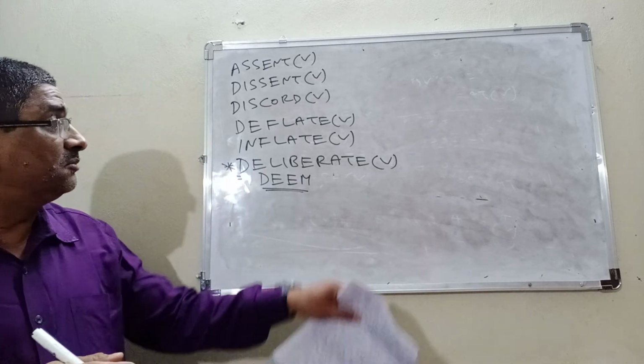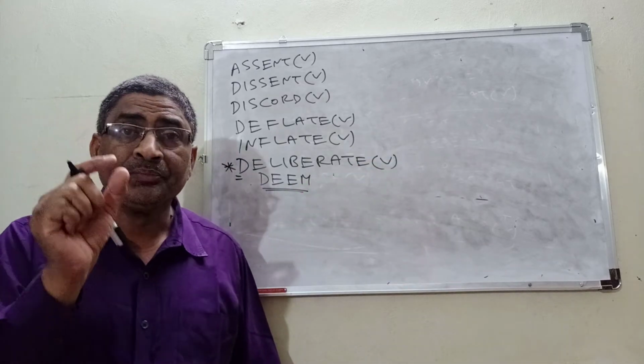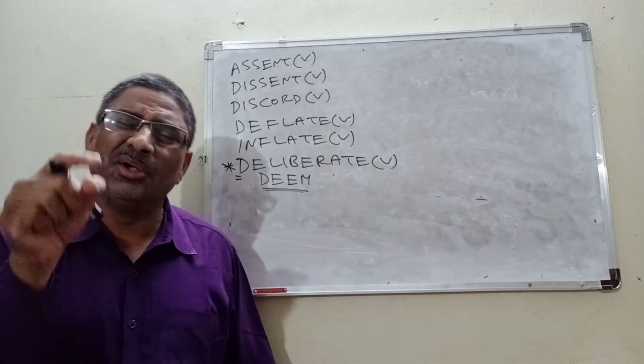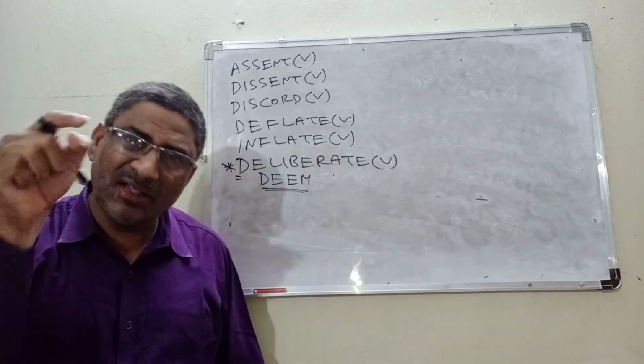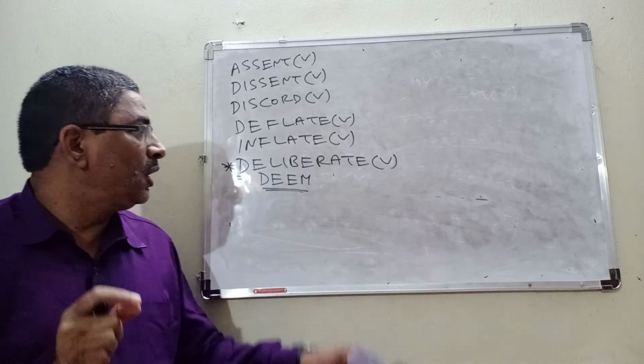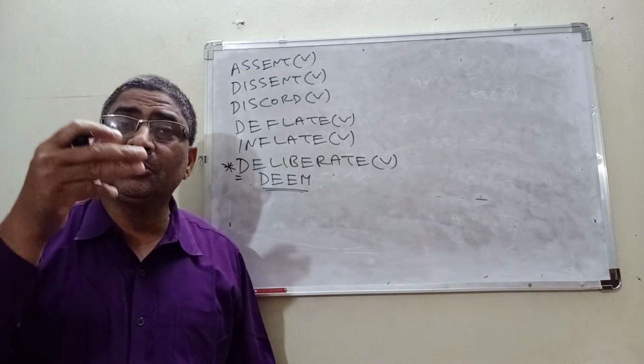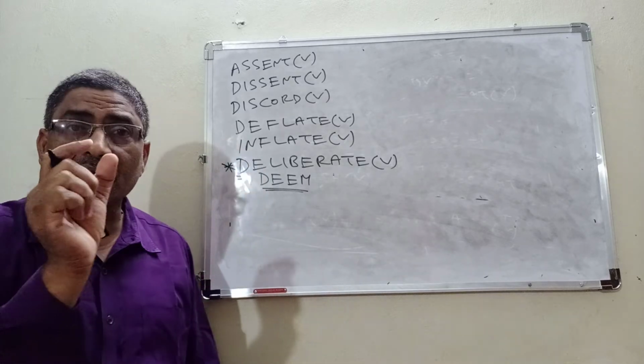So deliberate and deem. But here, the word deliberate can also function as an adjective. Deliberate meaning is intentional. You are deliberately doing the work. Deliberately insulting the people. Deliberate meaning is intentional, with a strong intention. But here, deliberate is taken as a verb. Deliberate meaning is to take into our consideration. We can use the synonym of deem.